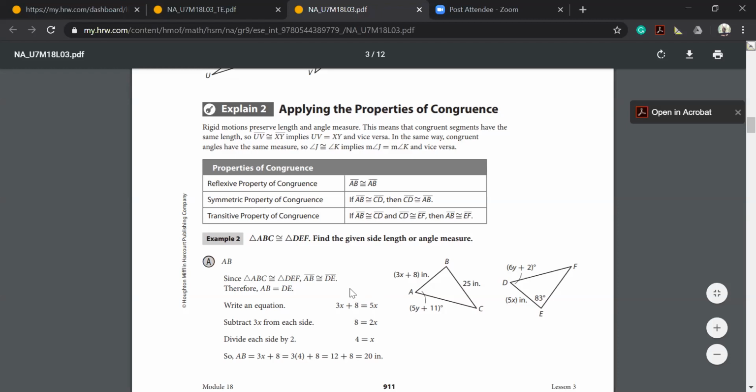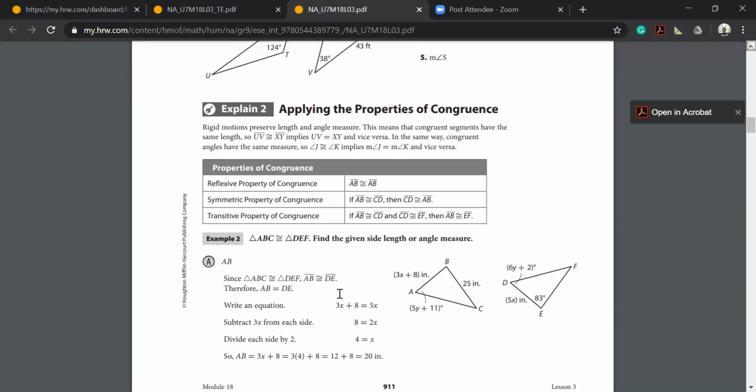Combine like terms together. I will move 3x to the other side, switching sides. So it's going to be 5x minus 3x, and 8 will remain as it is. 5x minus 3x is 2x, equal to 8. How can I get rid of 2? Divide by 2. So x is equal to 4. We found x is equal to 4.